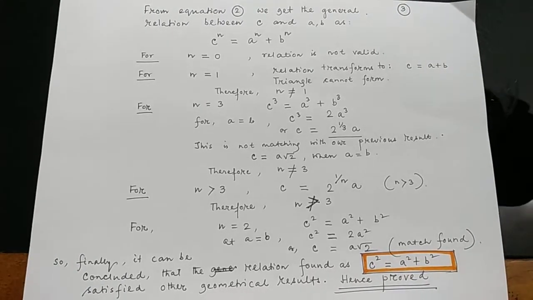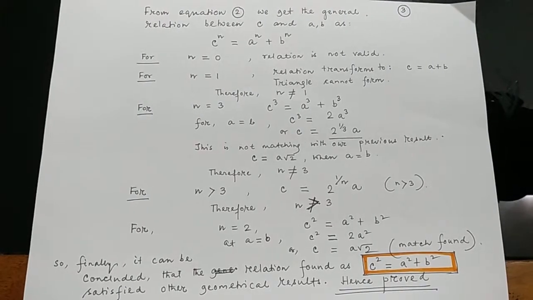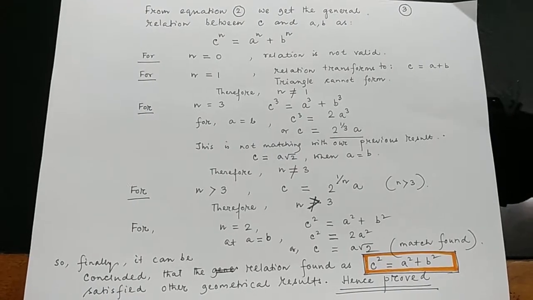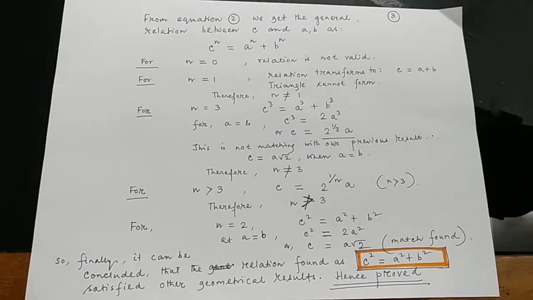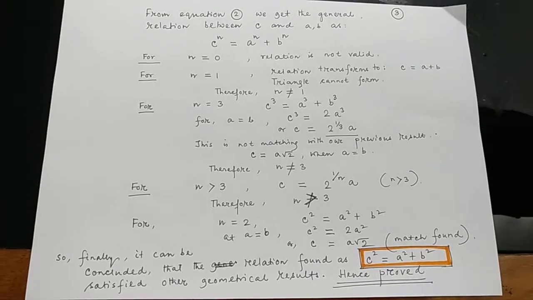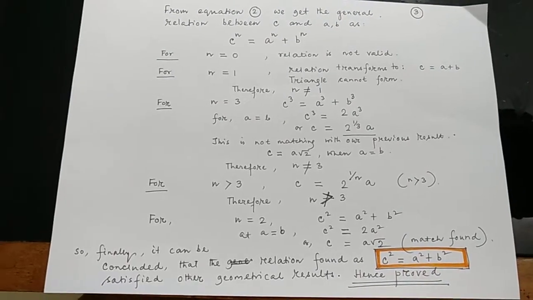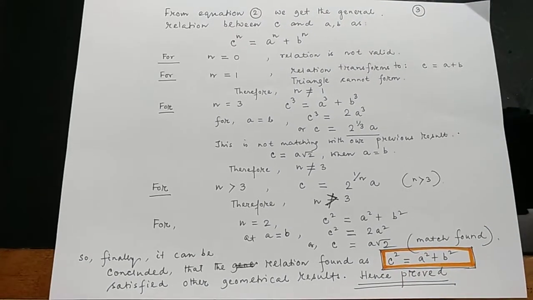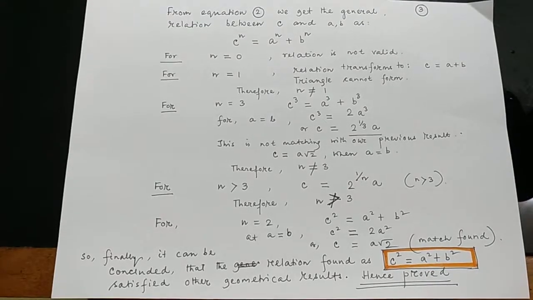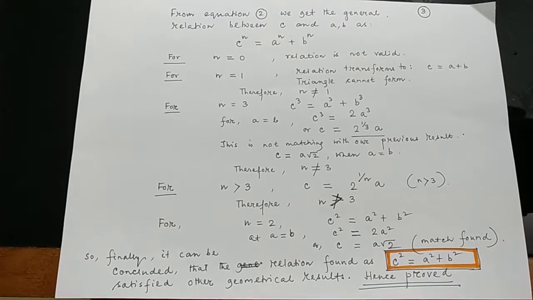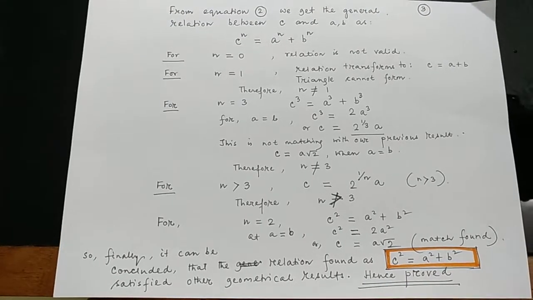So finally, through this numerical method as well as the analytical method explained in slide 1, we can conclude that the relation is only valid and satisfies the results found from other geometry as c square equal to a square plus b square. Only for n equal to 2, this satisfies the results found anywhere. That's how we prove the Pythagorean theorem must be of the form c square equal to a square plus b square.